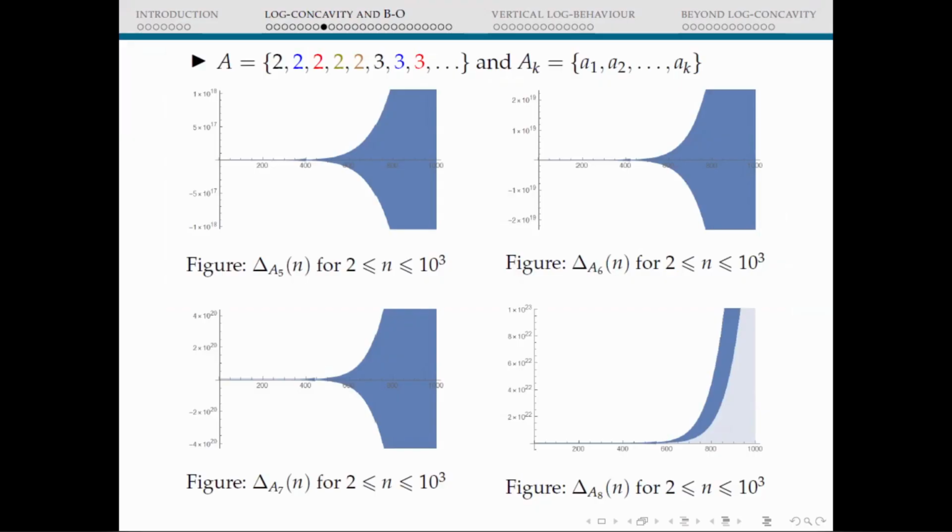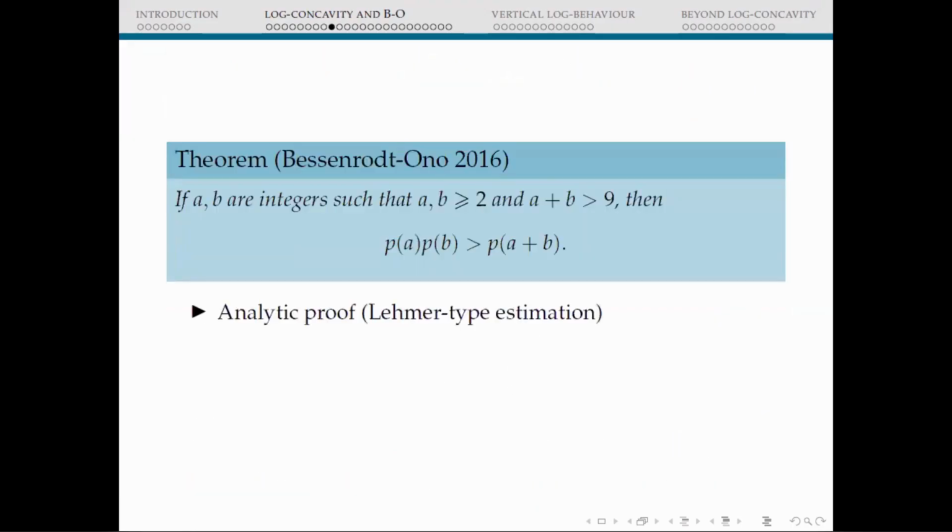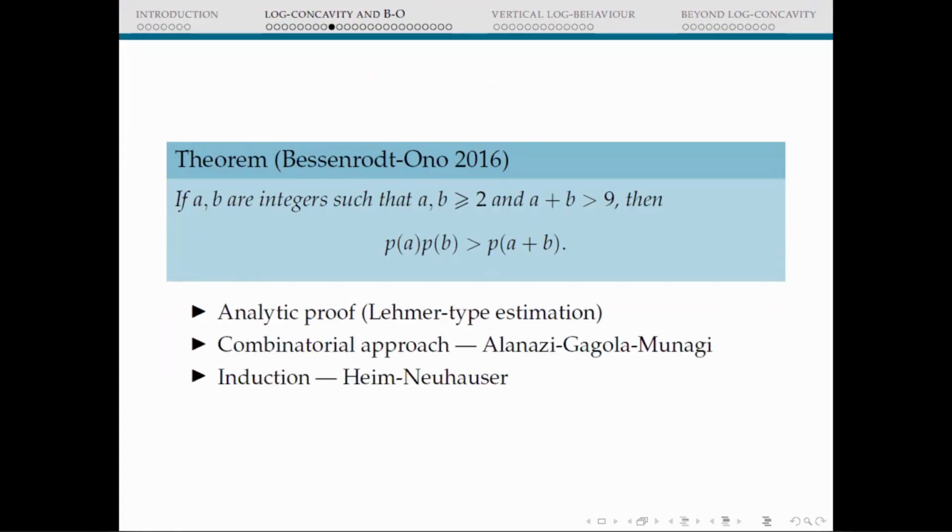Then we can pass to the next problem, which is slightly easier, but also nice, namely the Bessenrodt-Ono inequality. Instead of considering the log-concavity property, one can try to deal with the following problem. It turns out that the partition function fulfills the following inequality. It was proved by Bessenrodt and Ono in 2016. The original proof was done in an analytic manner.